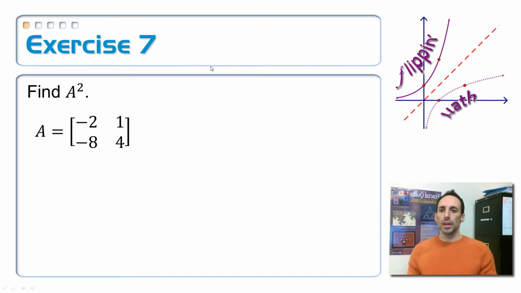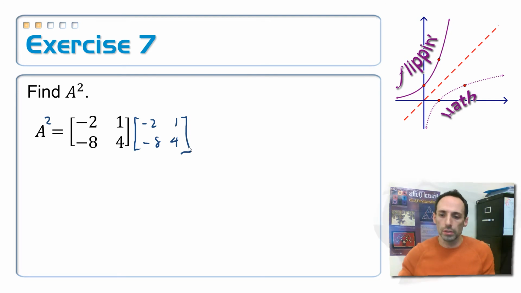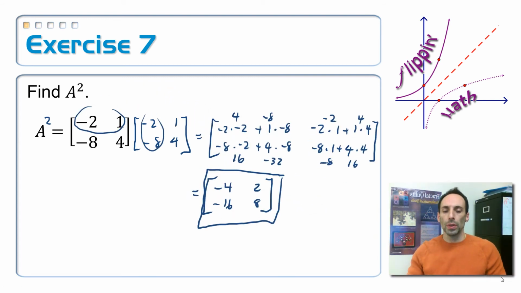Okay. Next question, find A squared. Well, what does A squared mean again? It means A times itself. So if I'm going to square a matrix, what I need to do is multiply that matrix times itself again. Negative 2, 1, negative 8, 4. So go ahead and pause the video here, multiply those two matrices together, and see what you get. Alright, let's see if this is what you came up with here. So the final answer should be negative 4, 2, negative 16, 8.